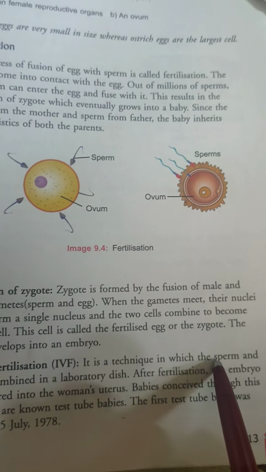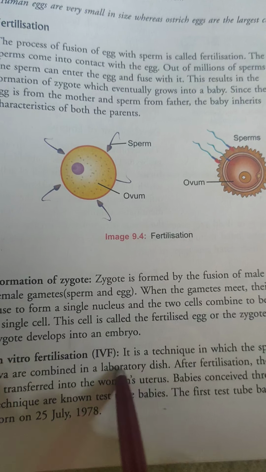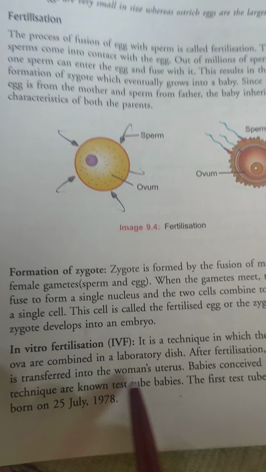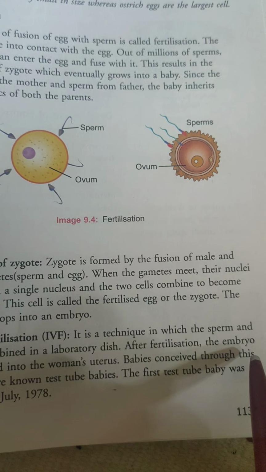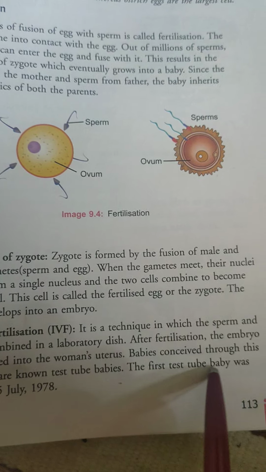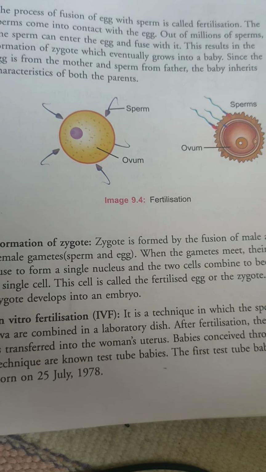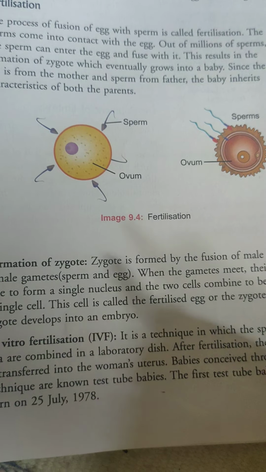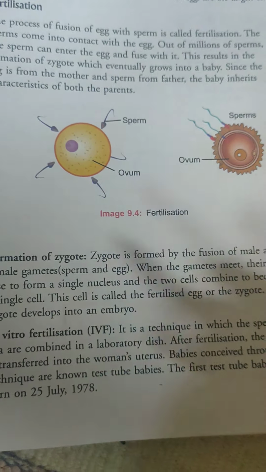It is a technique in which sperm and ova are combined in a laboratory dish. After fertilization, the embryo is transferred into the woman's uterus. Babies conceived through this technique are known as test tube babies. The first test tube baby was born on 25th July 1978.